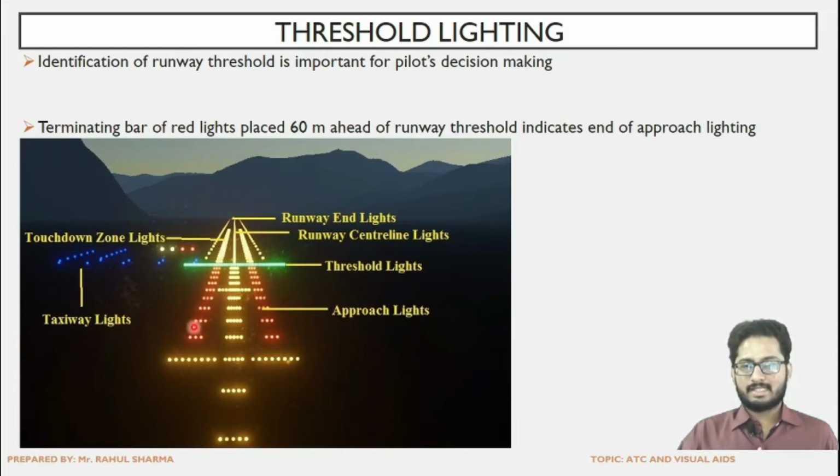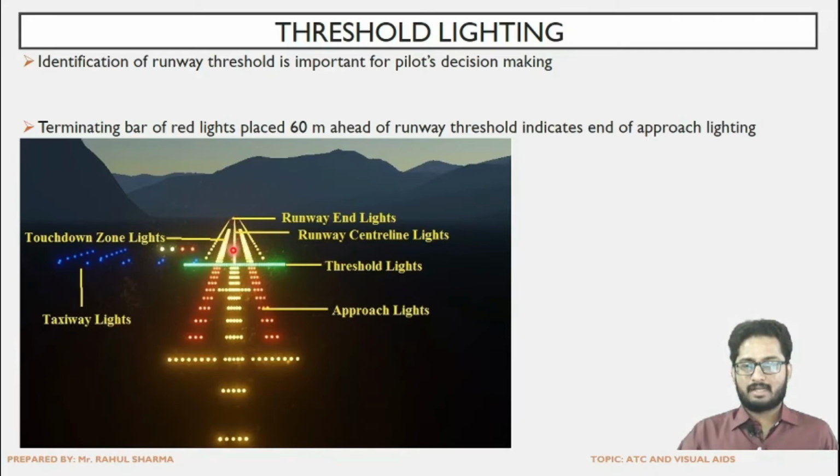So these red lights, which are the terminating bar placed 60 meters ahead of the runway, indicate the end of the approach lighting and the beginning of the threshold lighting. So this is that distance. If we talk about the labels here, approach lighting: these are the red lights which give us an idea that we are approaching the runway. Threshold lighting, that is this green bar of lights.